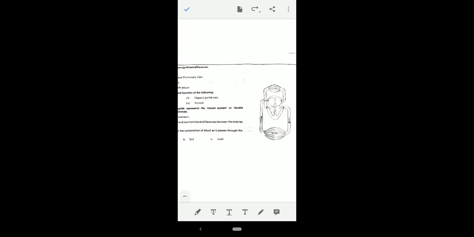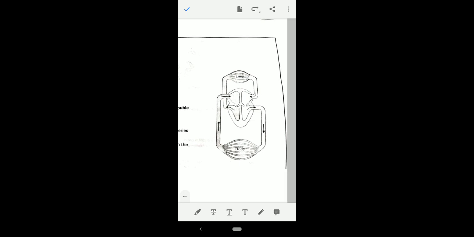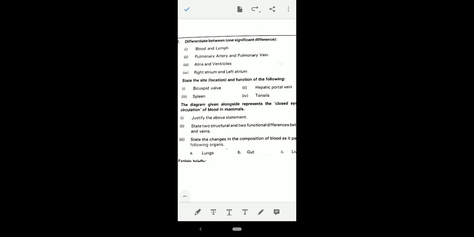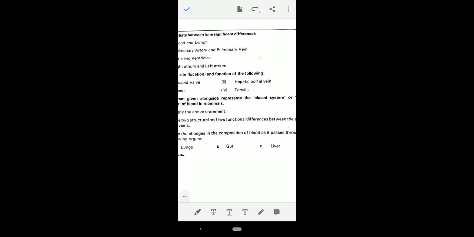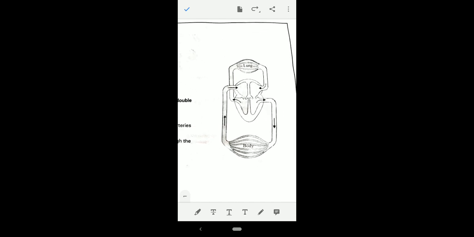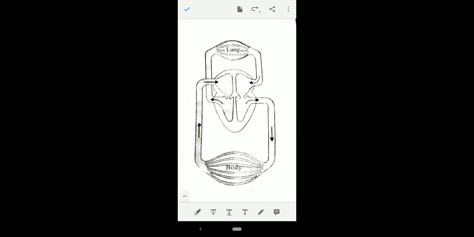Our next question is a diagram given alongside this one. It represents closed and open circulatory system or double circulatory system. Justify this above statement. It is a closed circulatory system because blood is flowing through blood vessels. It is a double circulatory system because blood enters the heart twice.